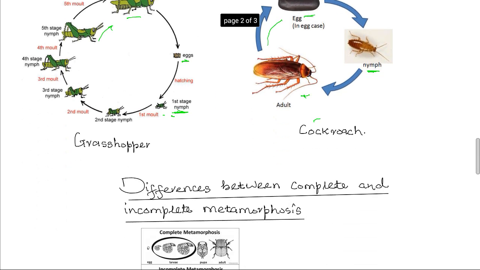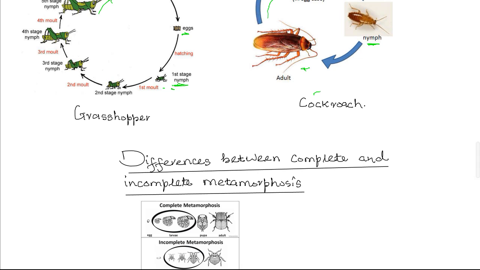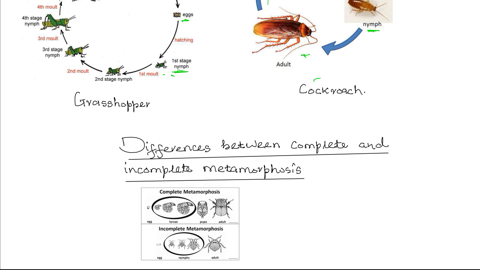Now, you can summarize by looking at the essential differences between complete and incomplete metamorphosis. The most important difference is that in the complete metamorphosis, there are 4 developmental stages, namely the egg, the larva, pupa, and adult. But in the incomplete, there are only 3 developmental stages: the egg, the nymph, and the adult.